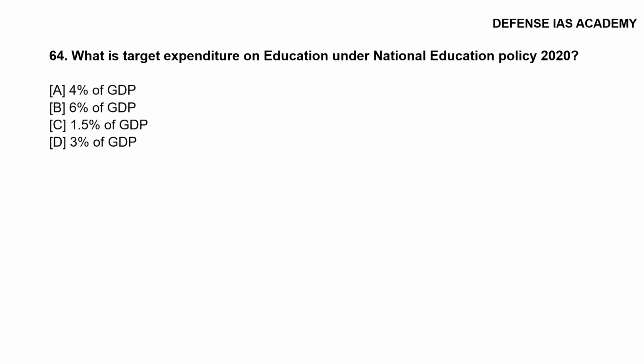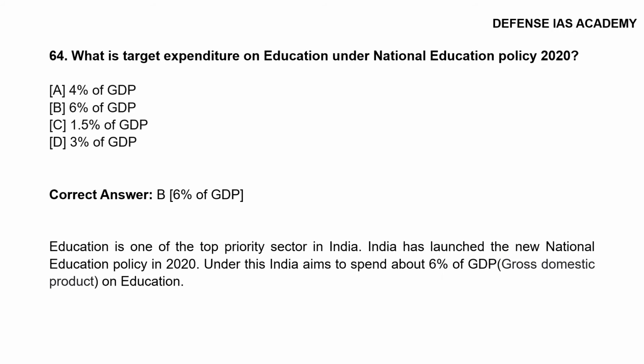Question 64. What is target expenditure on education under National Education Policy 2020? The correct answer is option B, 6% of GDP. Education is one of the top priority sectors in India. India has launched the new National Education Policy in 2020. Under this, India aims to spend about 6% of the GDP, that is gross domestic product, on education.